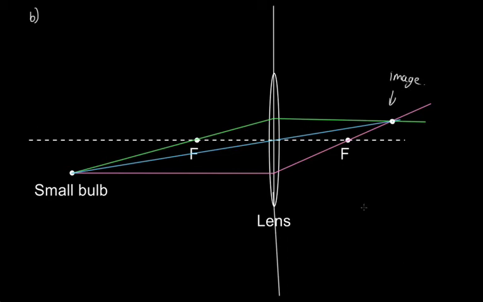And so part C to this question, if we were to put a screen here, an image would appear on the screen. It will be an inverted image, but it will be real, as the light rays do actually pass through this point here.